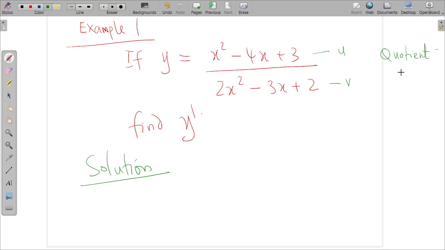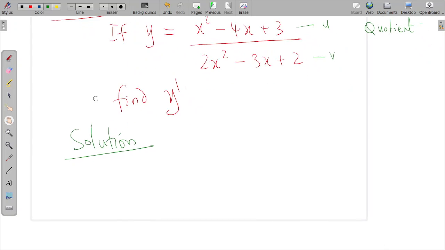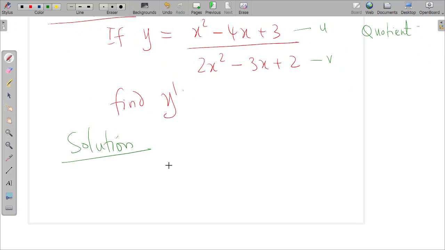When you are using the quotient rule, don't forget you are supposed to derive the numerator first. Please take note of that. So we have y prime given by the formula u prime v minus u v prime all over v squared. You can use that formula, or you can just derive your numerator first, multiply by the denominator, minus derive the denominator, multiply by the numerator, over the denominator squared.